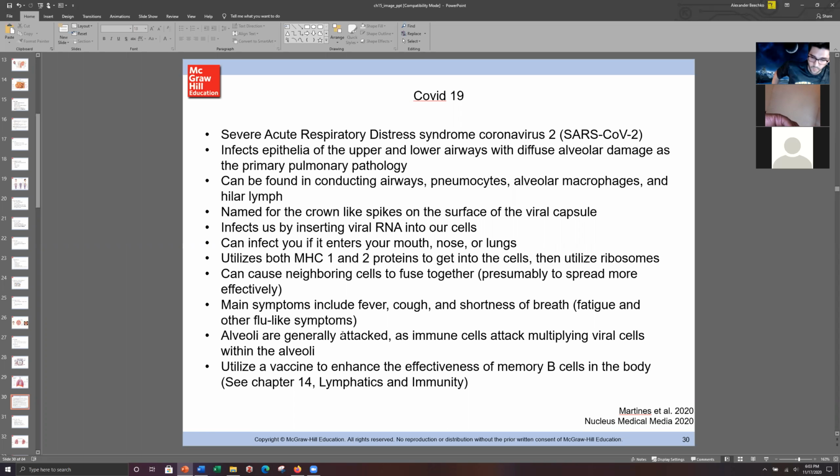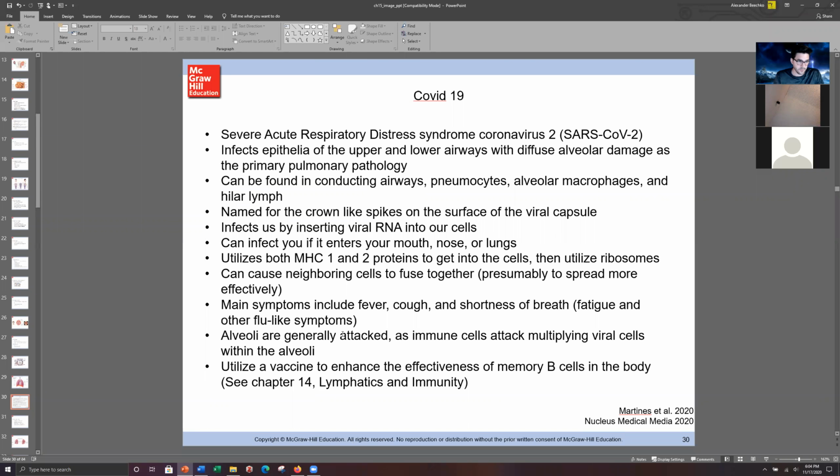So, where vaccines come into play, and as of the recording of this, we've gotten some pretty promising stage 3 results from companies like Pfizer that are looking into mass producing a vaccine.